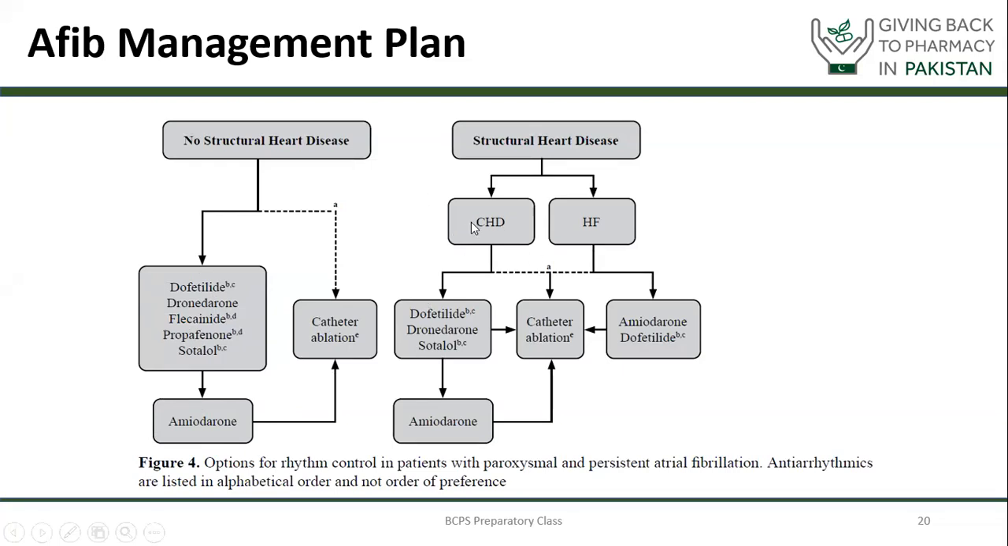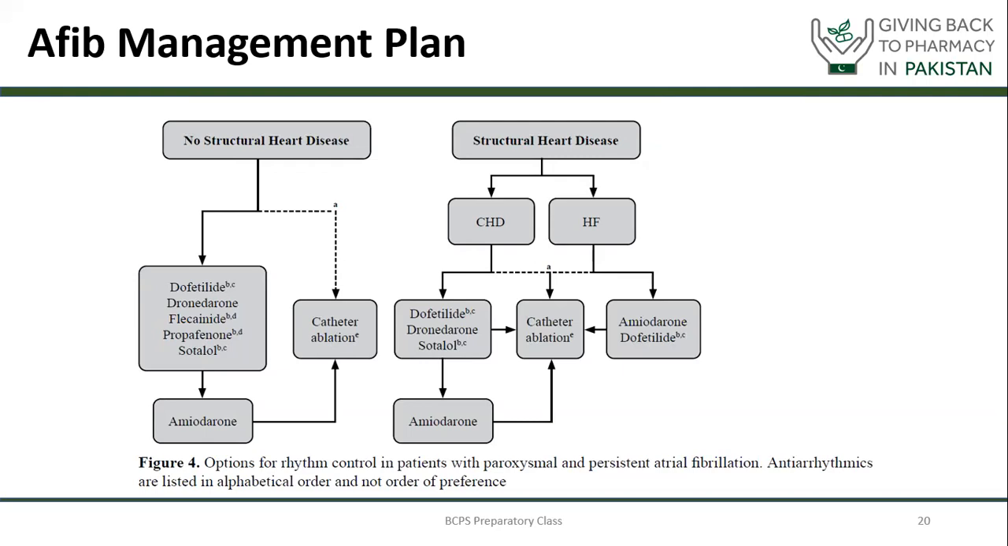If the patient has coronary heart disease, we can go either directly to the catheter ablation, or we can first try the medications dofetilide, dronedarone, sotalol with the patient who has coronary heart disease. And then amiodarone. If amiodarone doesn't work, the last choice is catheter ablation.